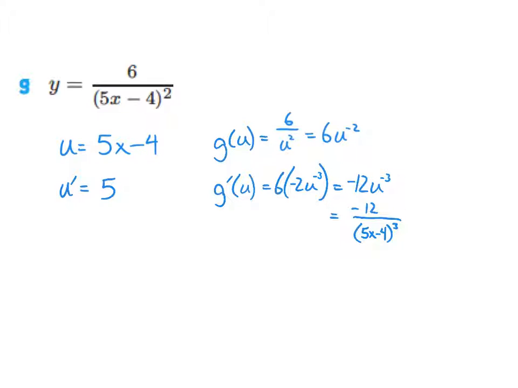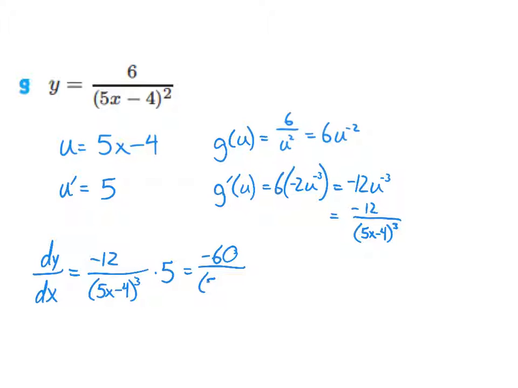Okay? So now, if I want to find dy dx, what do I do with this? Multiply by u prime. Yeah, I just multiply this by u prime. So I have the negative 12 times the (5x minus 4) cubed times the 5. So it's just negative 60 over (5x minus 4) cubed.